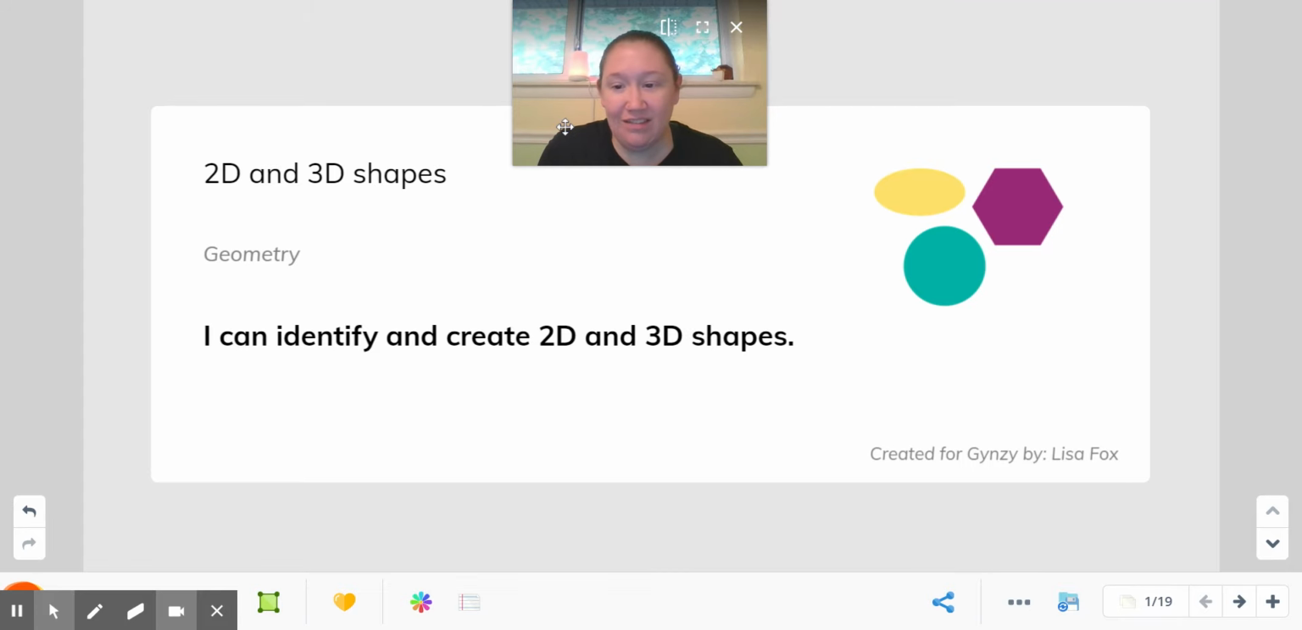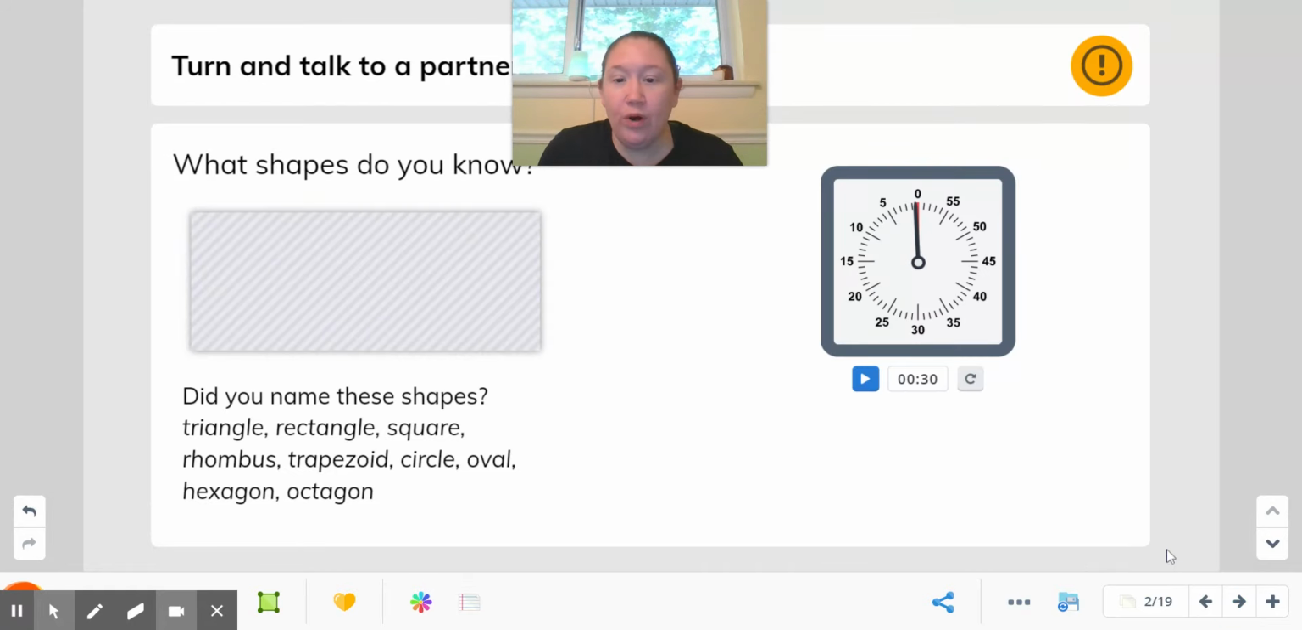Hi guys, we are going to be learning about 2D and 3D shapes today. I can identify and create 2D and 3D shapes. What shapes do you know? Okay, I'm going to name the shapes. I want you to raise your hand if you know what shape that is.